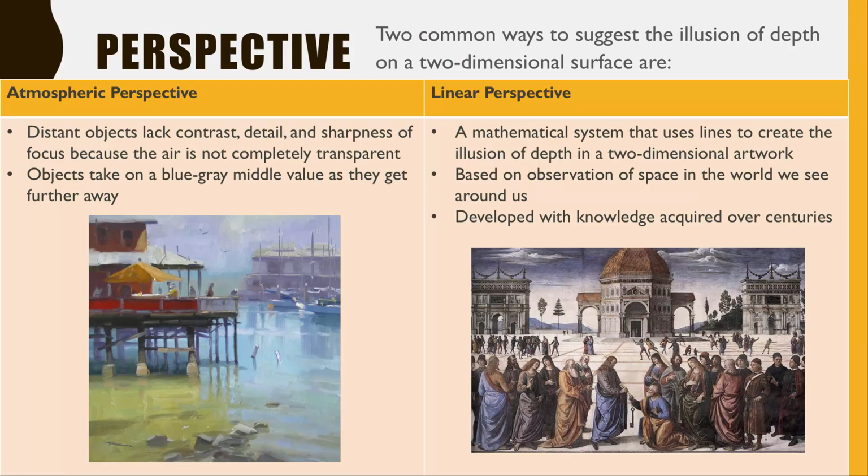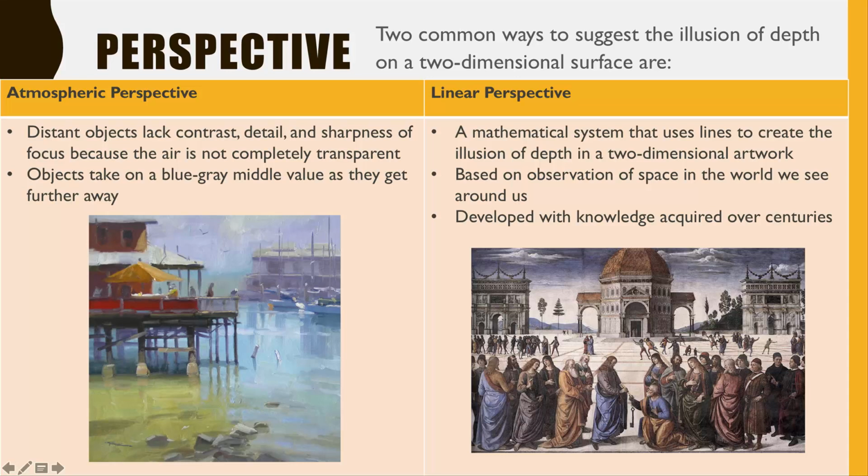Okay, so in perspective, the two I want to talk about with you are first atmospheric and then linear. Atmospheric just means what we were just looking at. There are details up close, and further away, those details are blurred and not as sharp. And as it says, objects take a blue-gray middle value as they get further away. You can see the richness of the colors here, and then they dissolve in the back.